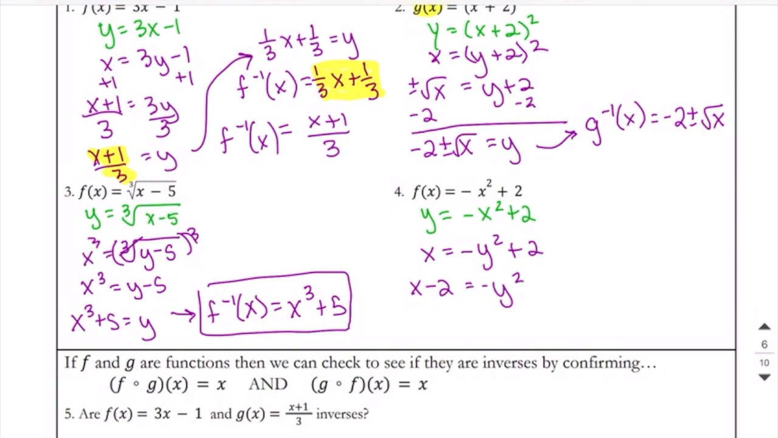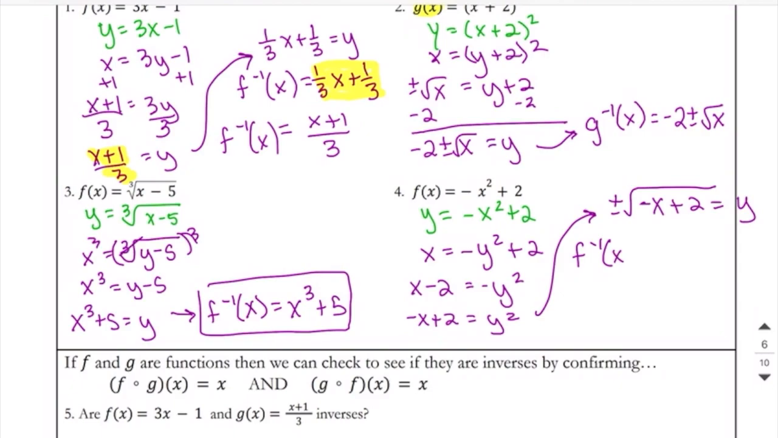You have to get rid of the negative, which is essentially just going to change all of your signs. So you get -x plus 2 equals y squared. You multiply or divide both sides by negative. And then you have to take the square root of both sides. And again, when you take the square root of both sides, you have to put the symbol plus minus. We're going to get -x plus 2 equals y. And again, name it the inverse function.